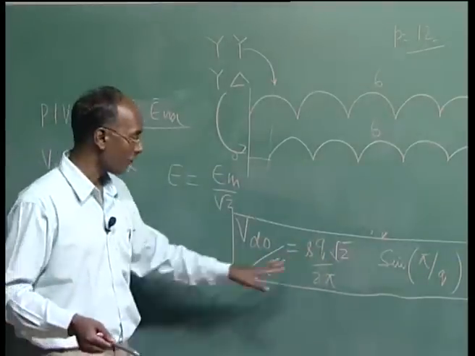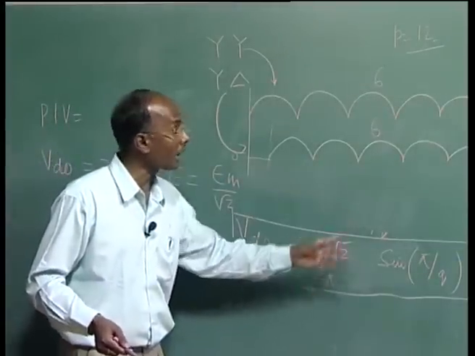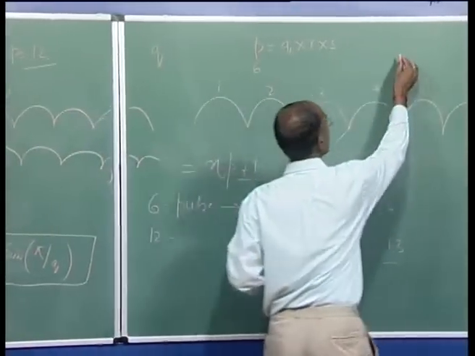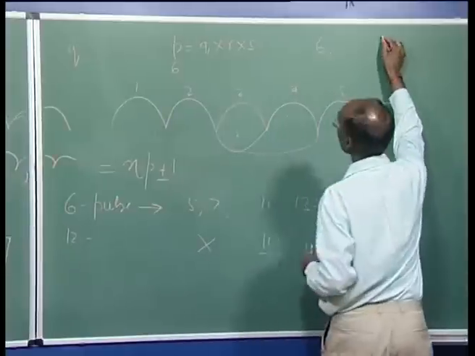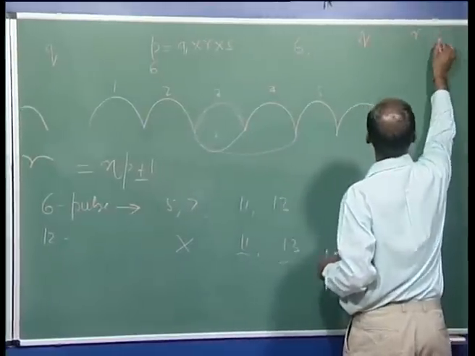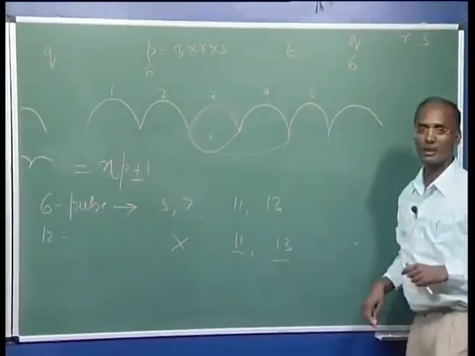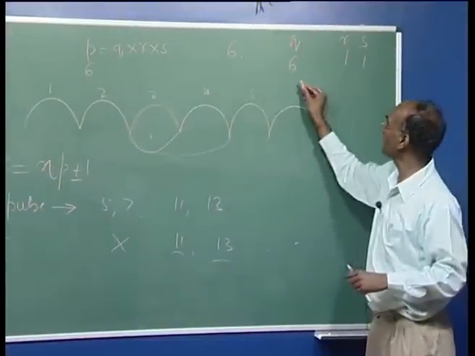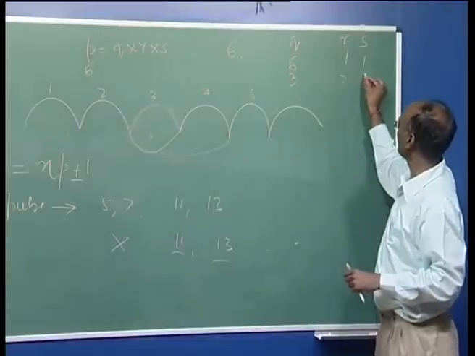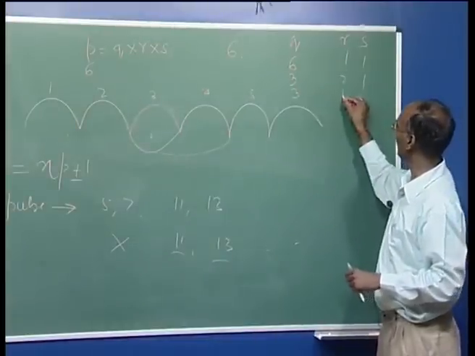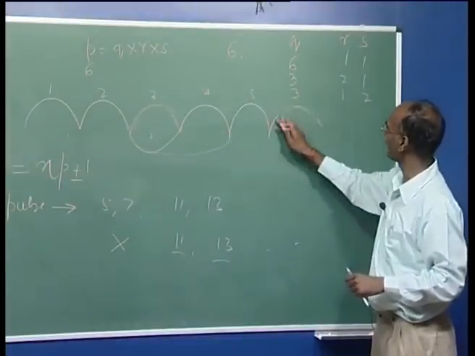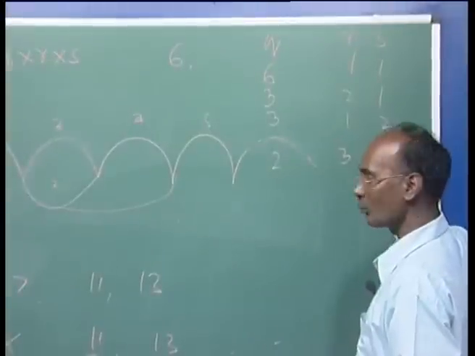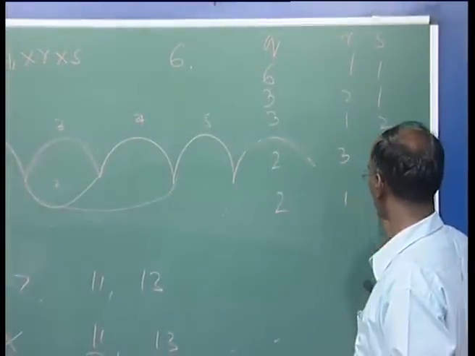We will analyze all the possibilities of Q, R, and S for a given 6-pulse converter. What is the possibility of Q, R, and S? It can be 6, 1, 1, and 1 means it is 6 again. It can be 3, 2, 1; 3, 1, 2; here it can be 2, here 3 into 1, here 2, here 1 into 3.